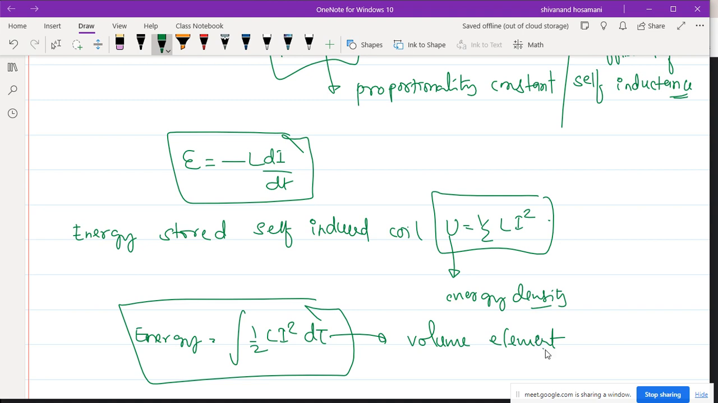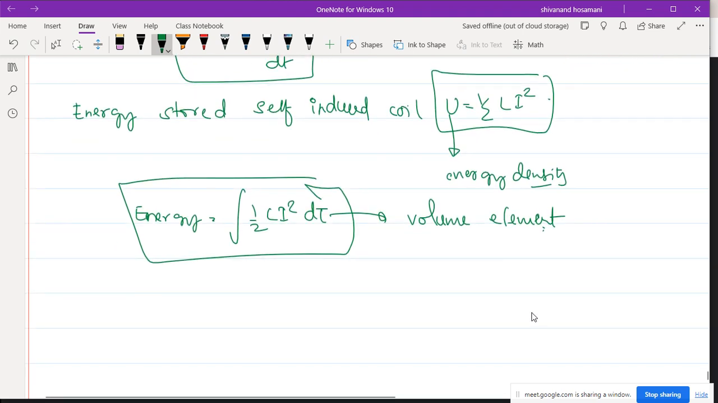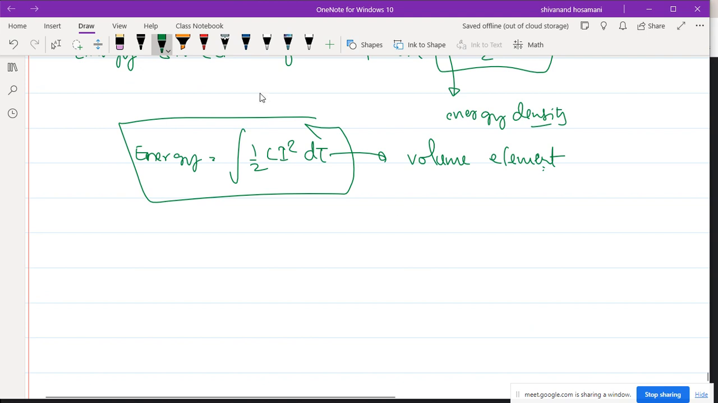Okay. Then similarly, there is another concept that is called mutual inductance. What do you mean by this mutual inductance? Second concept is mutual inductance. Mutual inductance is nothing but when an EMF is induced in a coil due to the variation of the current in another coil.